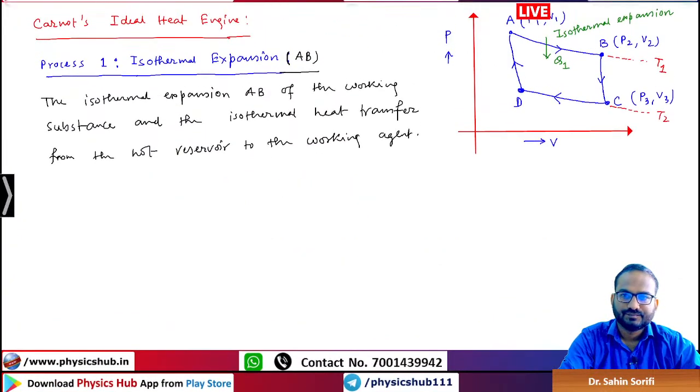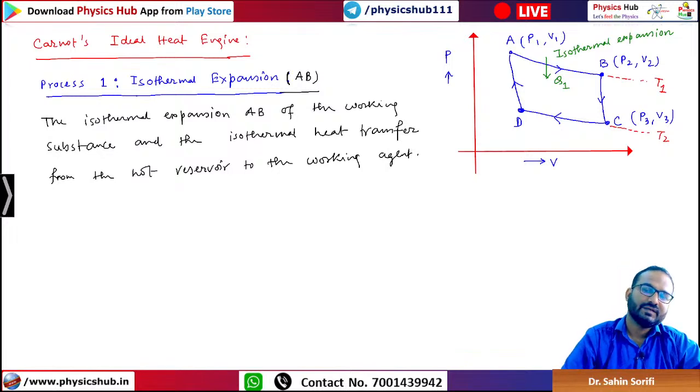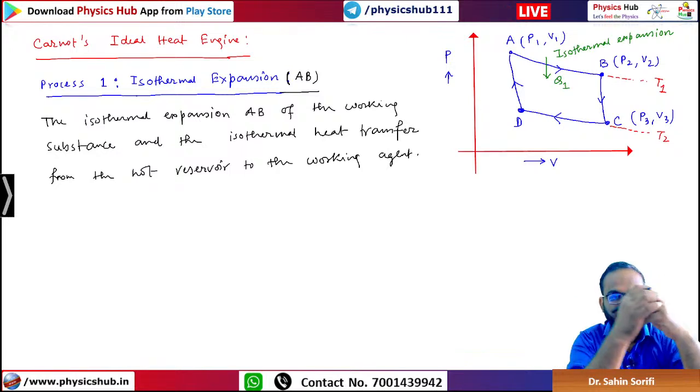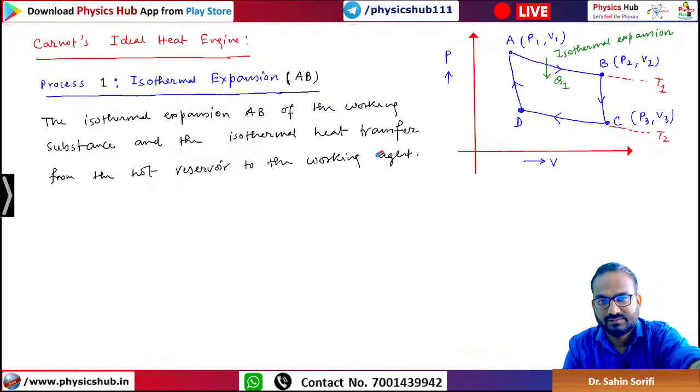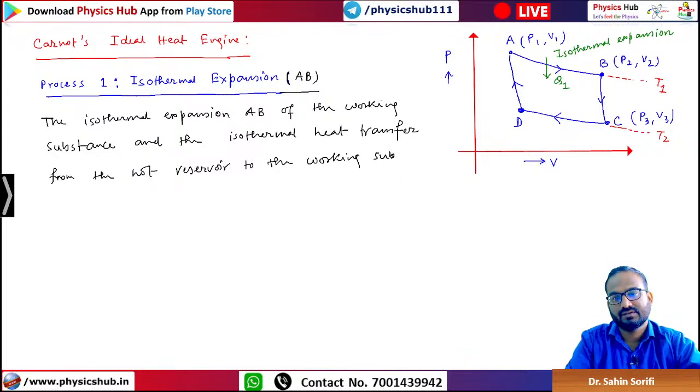Okay. So, look at this process. Process 1 is the isothermal expansion AB of the working substance and the isothermal heat transfer from the hot reservoir to the working substance or agent. You have already written agent; you can write substance.